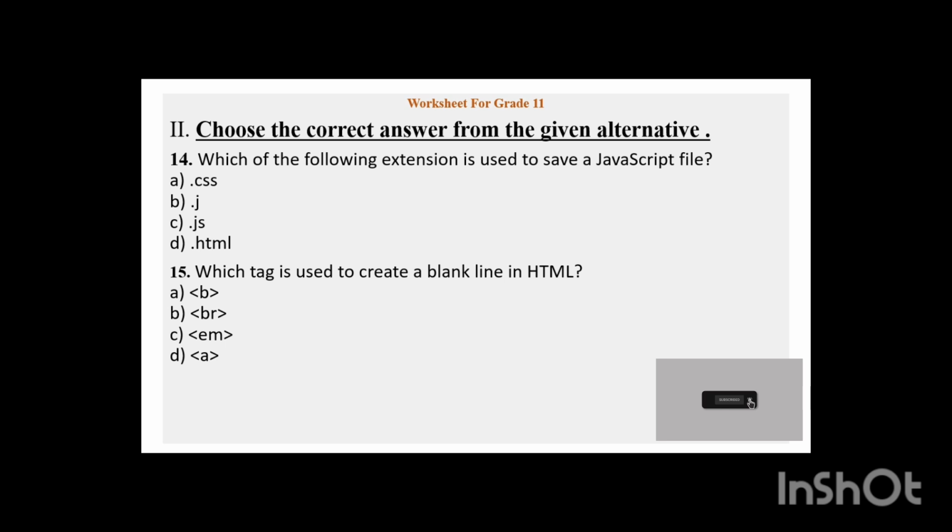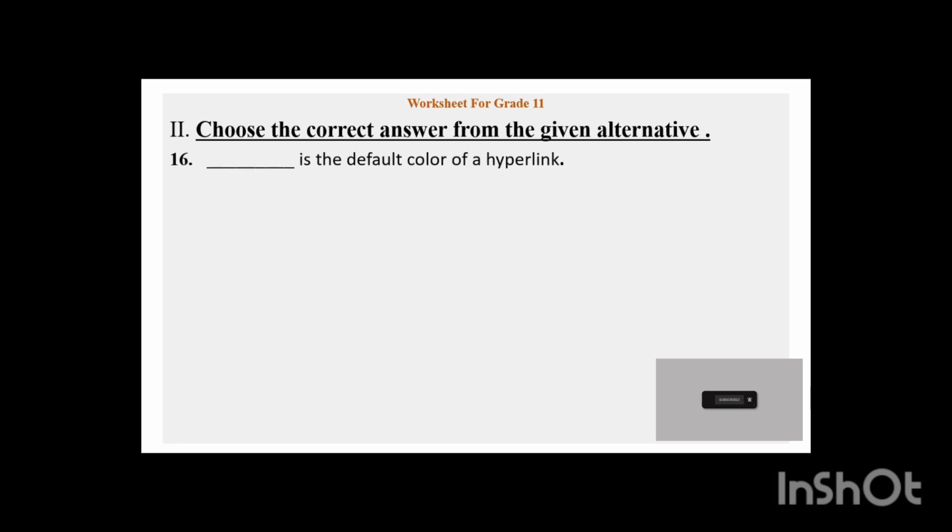Question 1.5. Which tag is used to create a line break? A. B, B. BR, C. EM, D. A. Question 1.6. Dash is the default color of a hyperlink. A. Red, B. Blue, C. Green, D. Black. 1.7. The value of hashtag FFFF00 is dash.